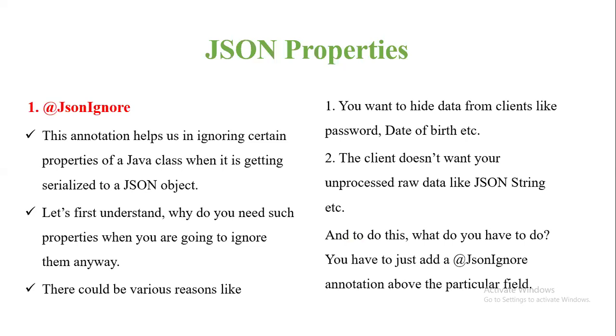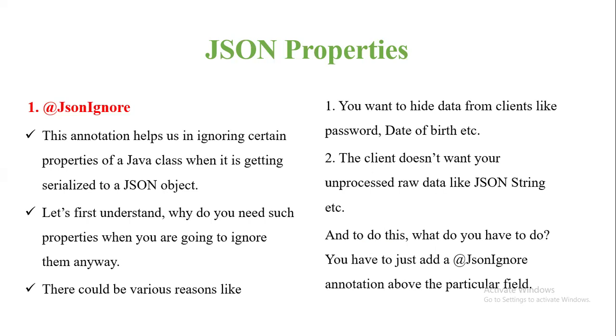object. Let's first understand why you need such properties when you are going to ignore them anyway. There could be various reasons, like you want to hide data from clients, like password, date of birth, etc. The client does not want your unprocessed raw data like JSON string, etc. And to do this, what do you have to do? You have to just add the @JsonIgnore annotation above the particular field.